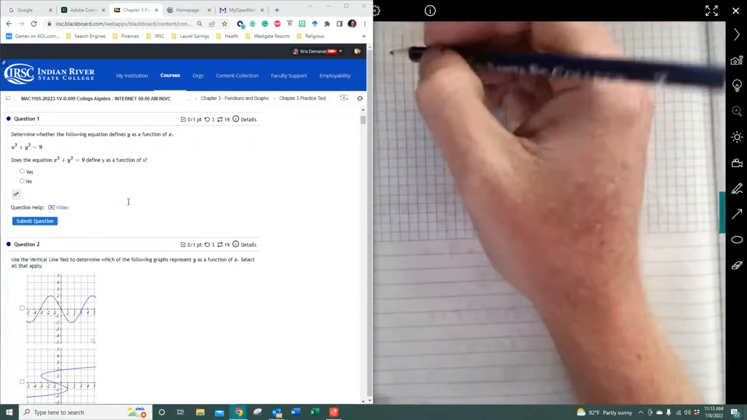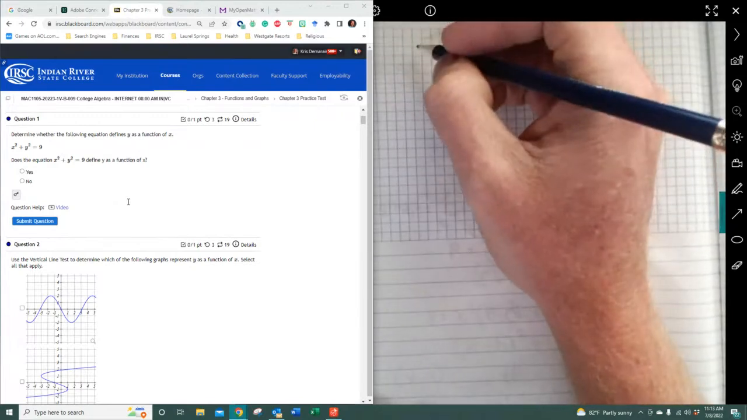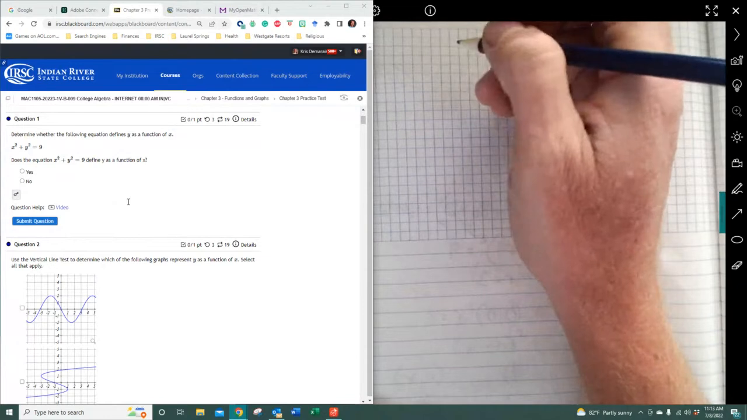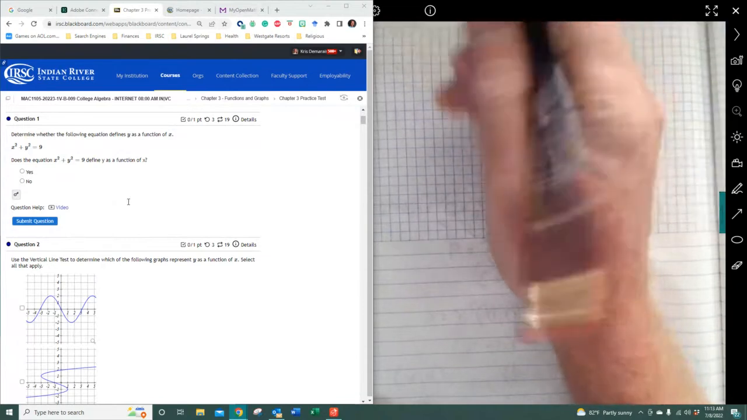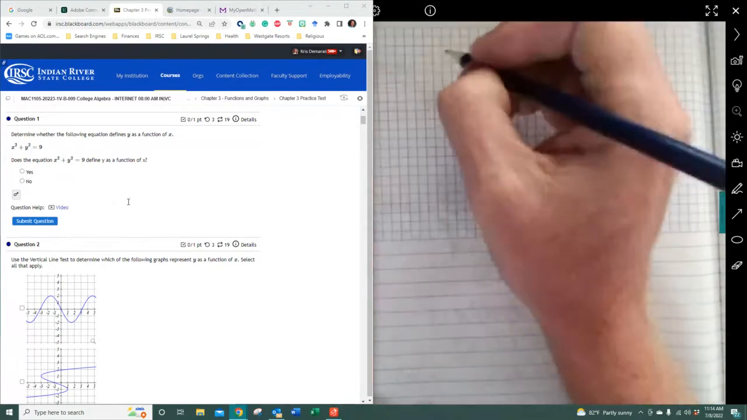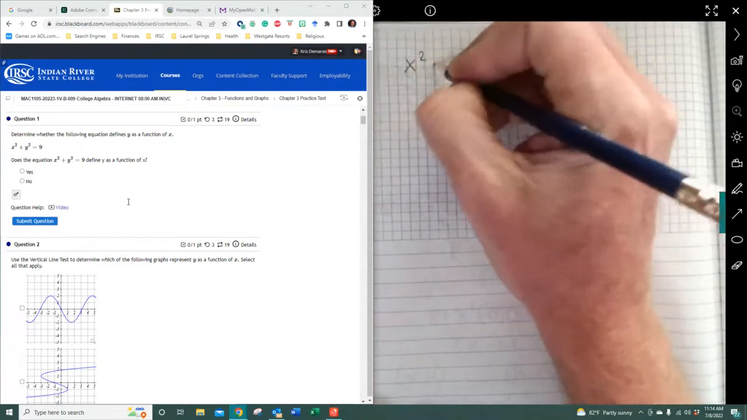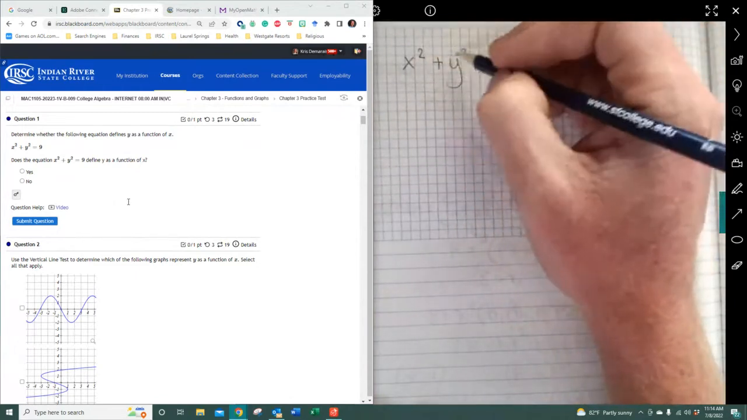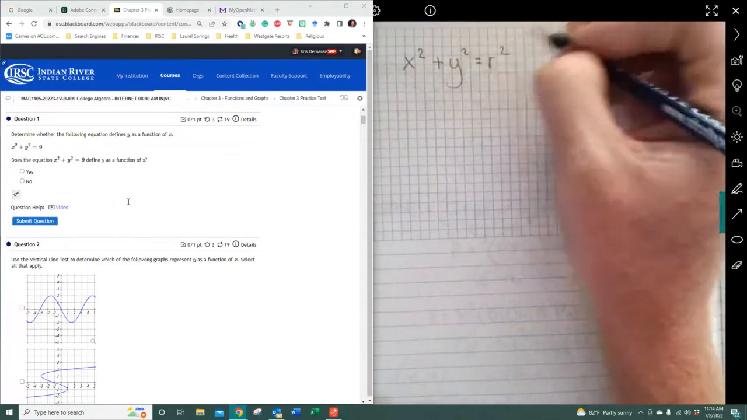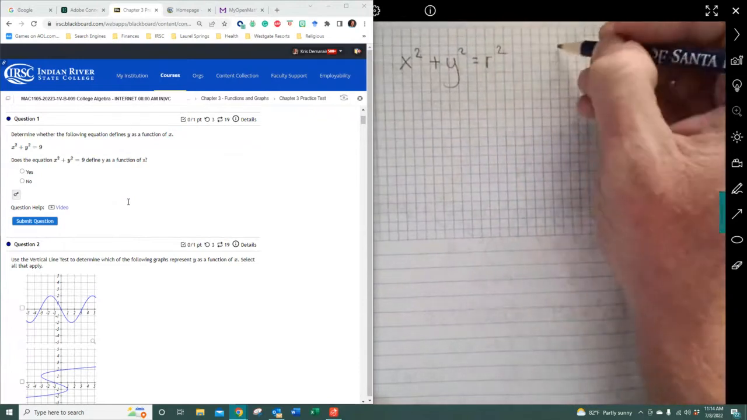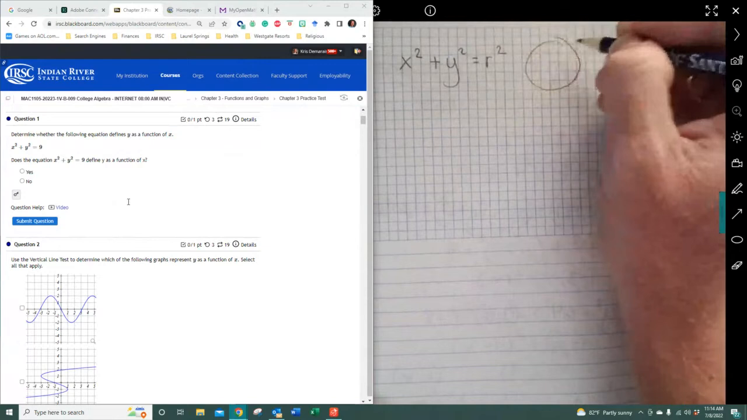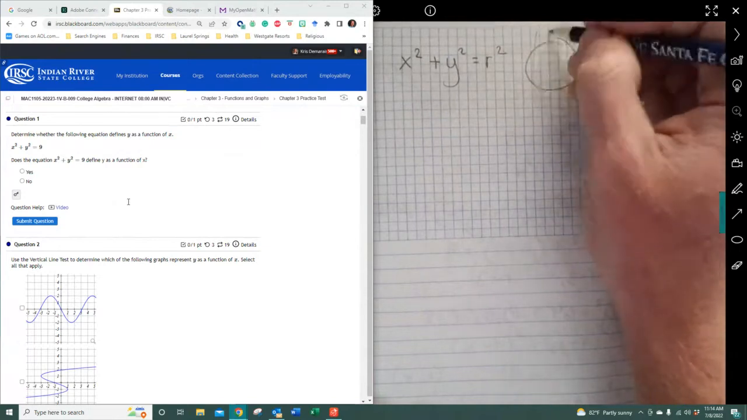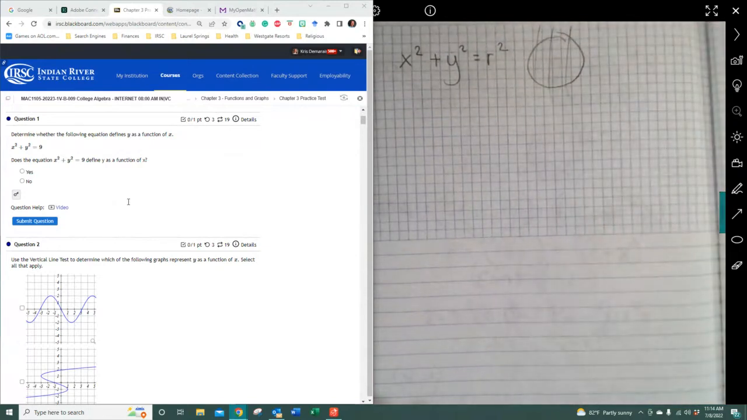Question number 1 says, determine whether the following equations define y as a function of x. Now, if you've done all your lessons, you've probably realized that this is a circle whenever you have x squared plus y squared equals radius squared. So there's no way that this is a function, because obviously it fails the vertical line test. So you can kind of think of it in those terms. So this is going to be no, for your answer on this one.